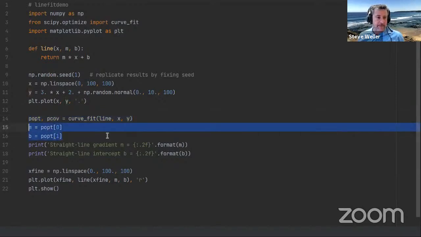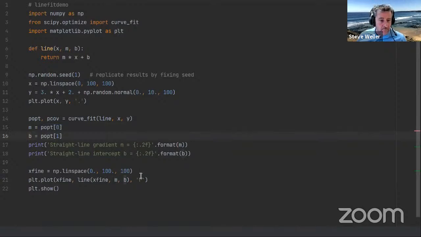And then our job in lines 15 and 16 is to take the array that was returned in popt and extract the zeroth and oneth elements as the gradient and offset. And then we can plot the red straight line, which is the line of best fit, after we display the values to the console here.